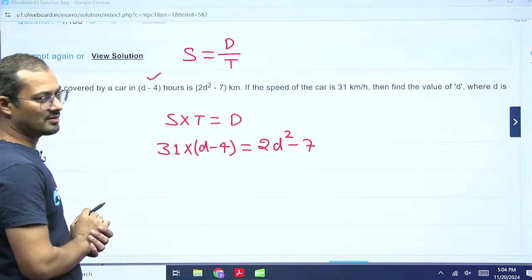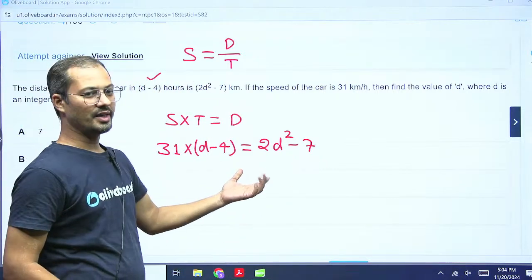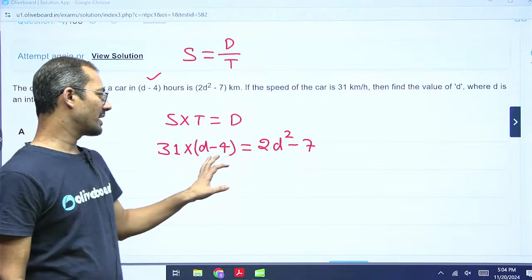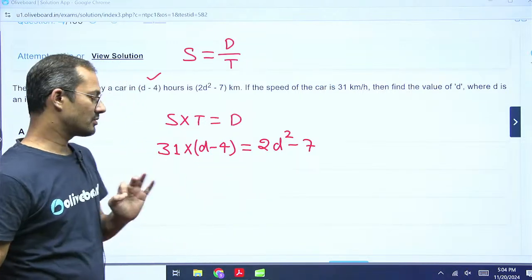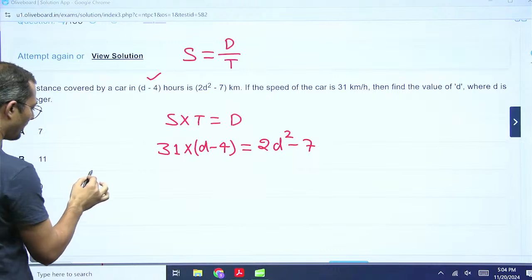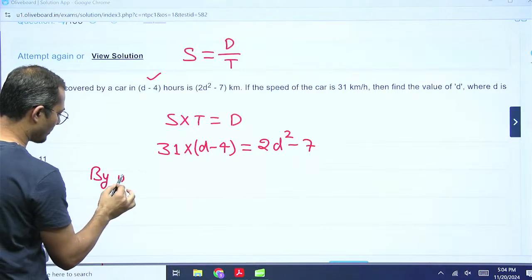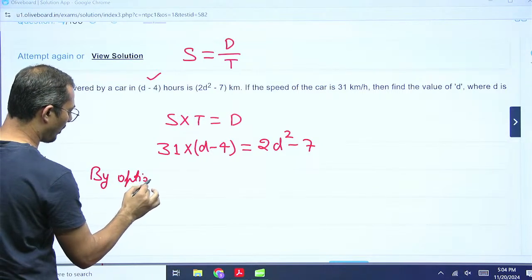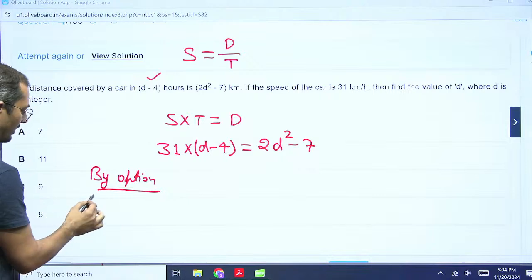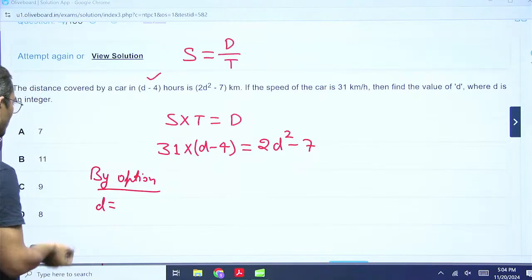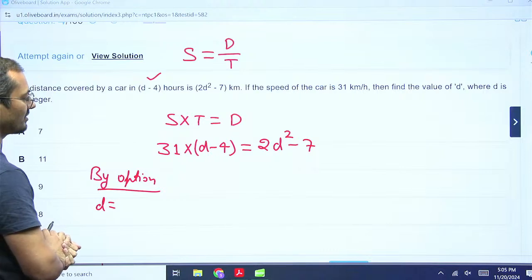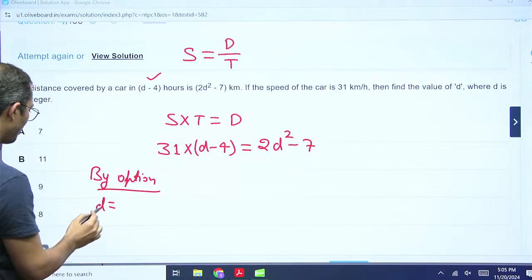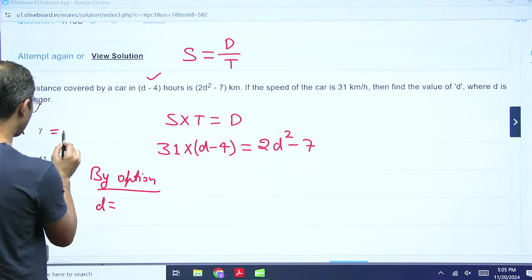If you solve this, it will become a quadratic equation. Whenever you get a quadratic equation in a competitive exam, go by the options. So do this question by option. In the options we have the values for d. So if I take d is equal to 7, tell me, is it possible?